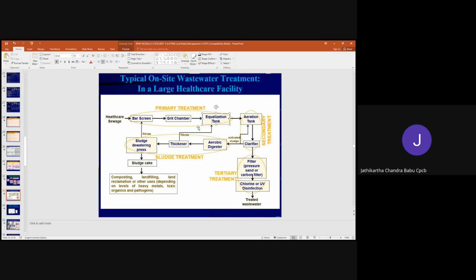Then the wastewater is sent to the aeration tank, where it is treated by biological processes. Then the treated wastewater goes to the clarifier. After the clarifier, the wastewater is treated through sand filters followed by carbon filters, so that we can ensure proper treatment. Before discharge, the wastewater is treated by chlorine, so that you ensure proper treatment, and then the treated water can be discharged into the environment. From the aerobic tank and clarifier, we are going to generate some sludge.